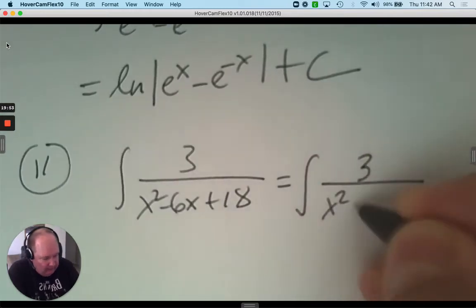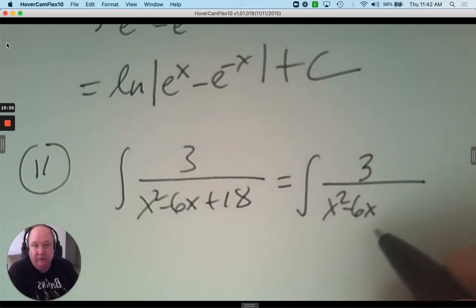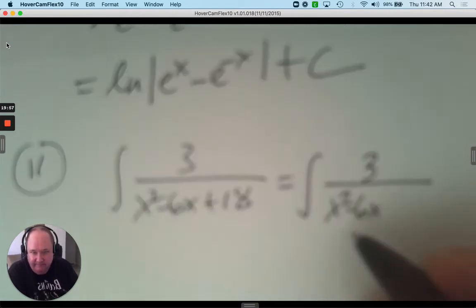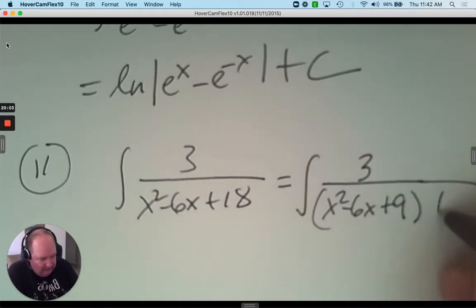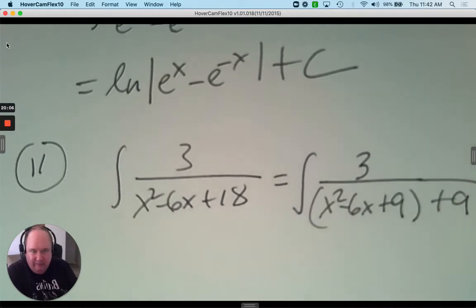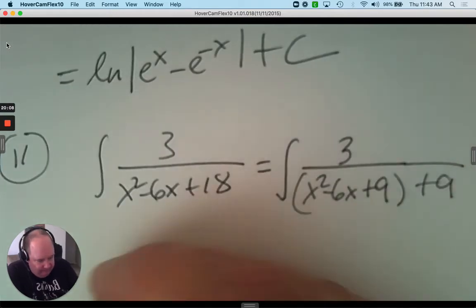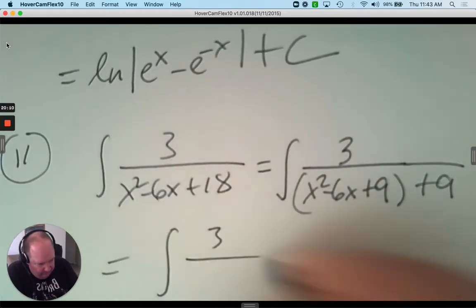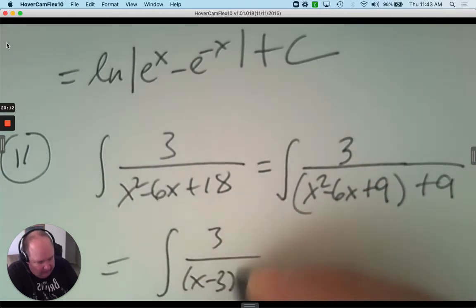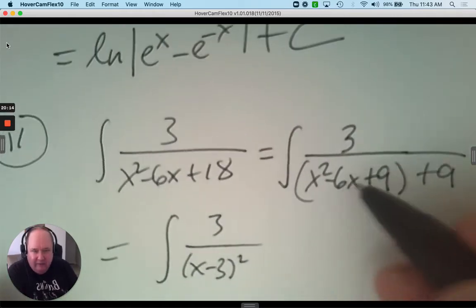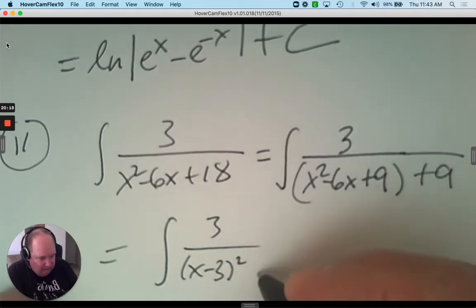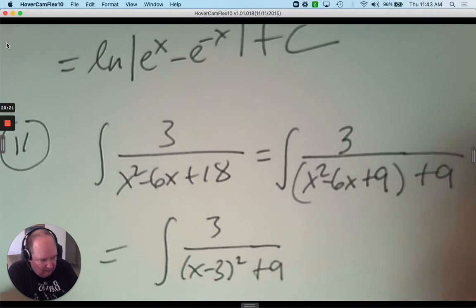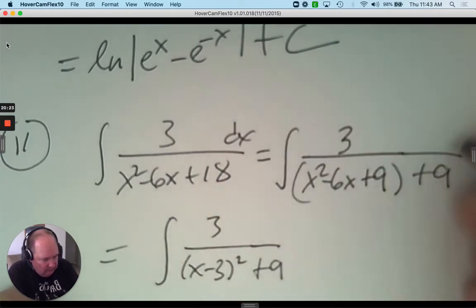Negative 6 divided by 2 is negative 3, and negative 3 squared is 9. That's the number I need to complete the square. I'm going to use parentheses, and then I need to add 9 again so that it adds up to 18. So this is x subtract 3 squared. So when you factor this, what two numbers multiply to 9 and add to negative 6? And then still a plus 9 here. This should be dx somewhere.